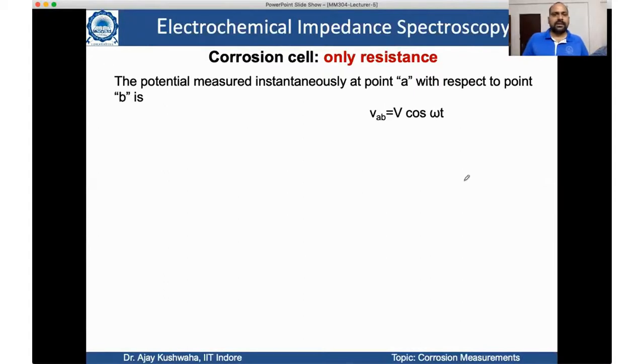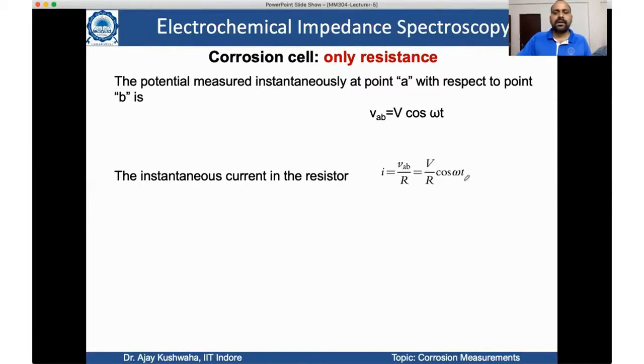See the case here, only resistance. V_AB means the voltage difference between A and B, if you see in the previous figure, can be written as V cos omega t, where V is the maximum value of voltage, which is changing with respect to frequency and time. So the instantaneous current in the resistance can be written as I equals V_AB by R, just divided by the resistance. V_AB is already known as V cos omega t, so it is divided by R.